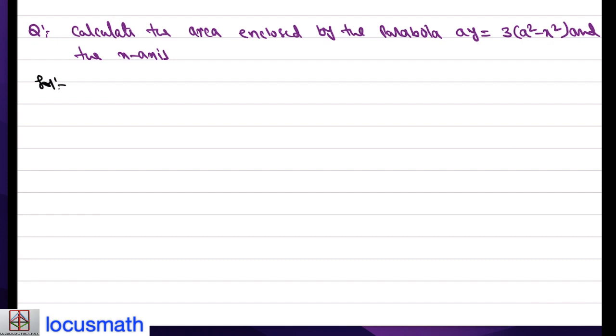Solution. The given curve, the parabola, is ay equals 3 times a squared minus x squared. If you observe, the coefficient of x squared is negative, therefore the parabola is open downward. That is the first observation.